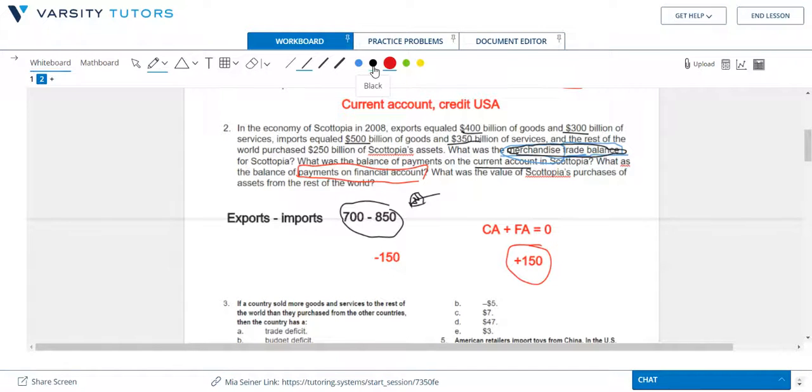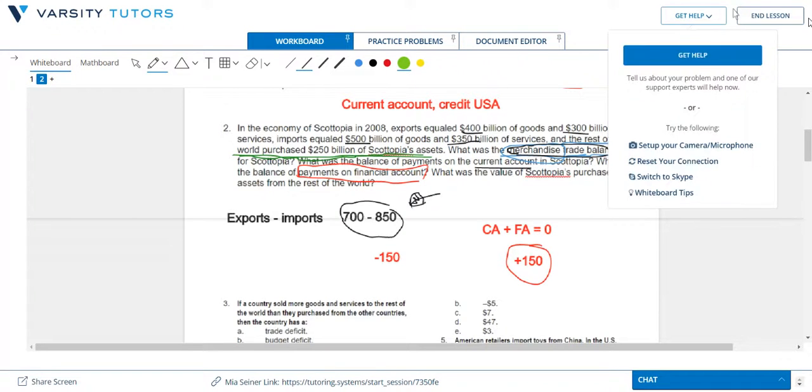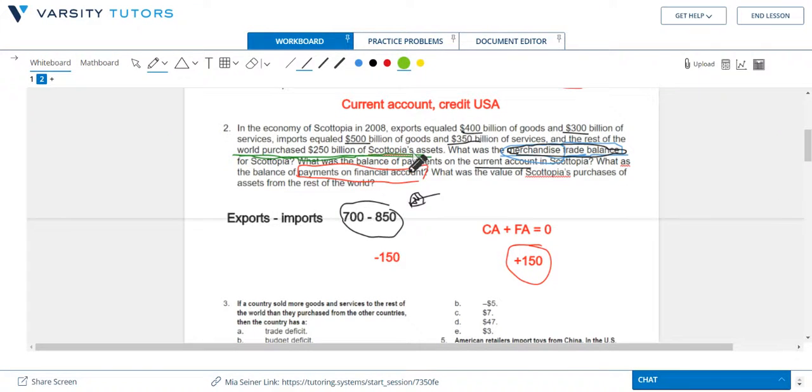Well, hold on, pump the brakes. You might tell me, David, why on earth did the teacher tell me that the whole world purchased 250 of this country's assets? When the world is purchasing financial assets, it's kind of like what China does to the United States. China is constantly buying the United States assets. When the world is purchasing assets in Scotopia, it's almost as if they're giving them money.